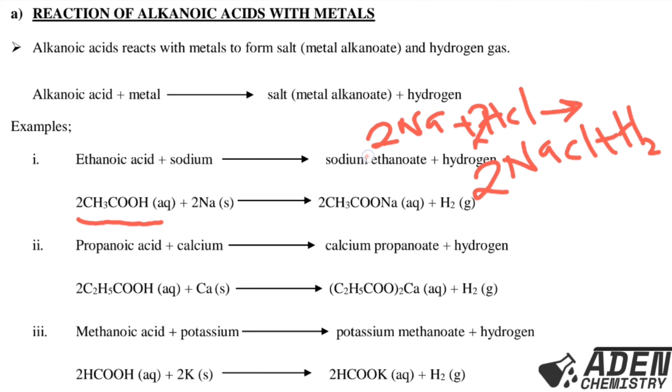So the way you balance this is the way you balance this equation. What will you do? You put 2 in the sodium, you put 2 in the acid, you put 2 in the salt side, then you leave the hydrogen gas like that.